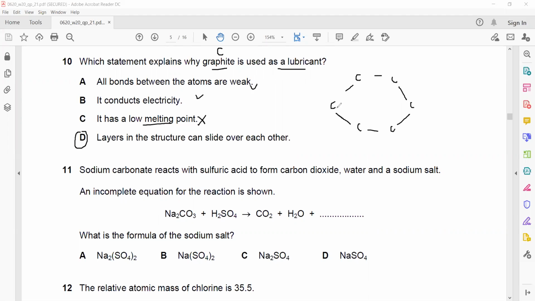Layer structure, better go through the structure part so you can recall this idea, because a lot of things in chemistry are about memorization. Understanding is there, but you have to learn, and ultimately you have to learn the things.